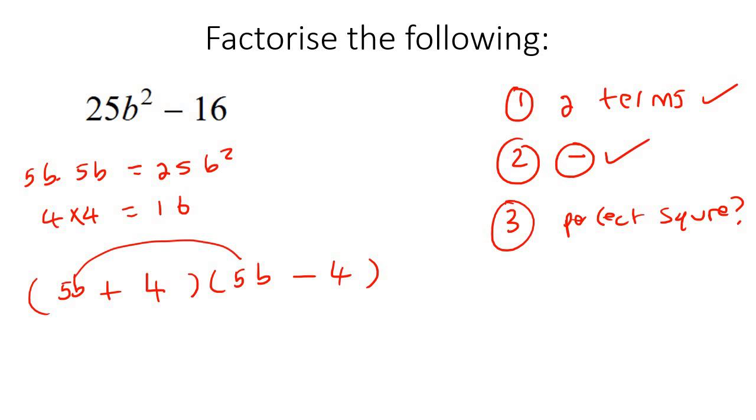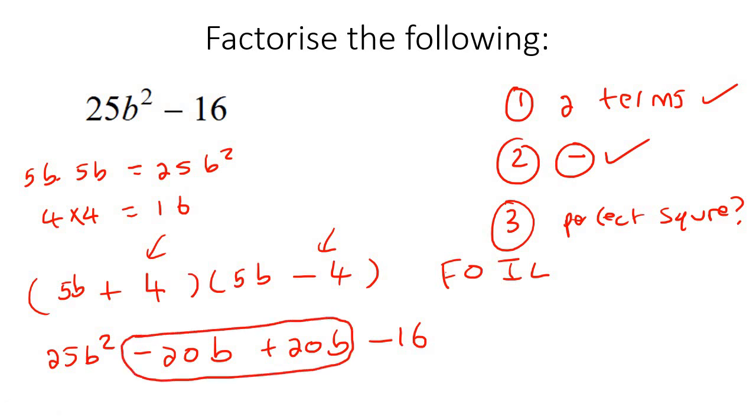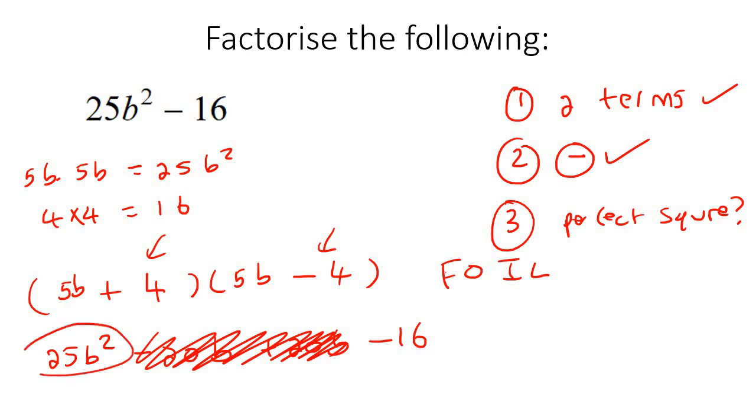If you multiply these out using FOIL, first times first would give you 25b squared. Then the outers would be those two, so that would be negative 20b. Then the inners would be positive 20b. And then the last and the last would be negative 16. If you combine all of this, you'd see that the middle terms cancel out. Look at that. And then you're literally left with 25b squared take away 16.